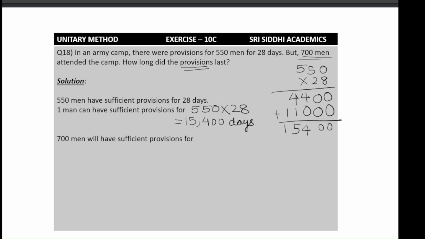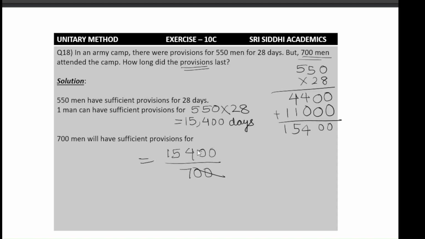Now the question is not asking us for one man, it is asking us for 700 men. Will 700 men take more days than one person or fewer? Definitely a lot fewer. They will even consume it in less than 28 days, because if 550 men consumed it in 28 days, 700 men are more, so they will finish it in fewer days. So I need to divide here. One man consumes in 15,400 days, so 15,400 divided by 700 men.